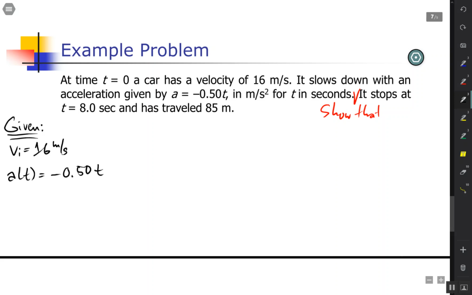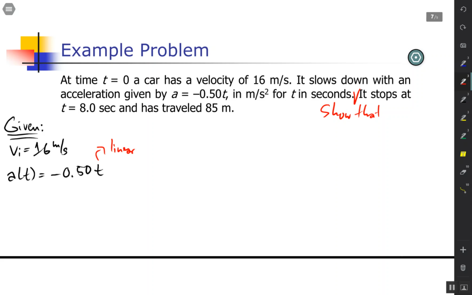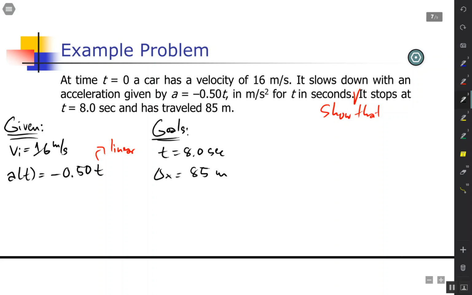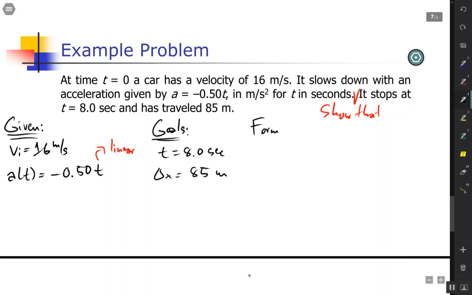Pretty much this is a linear equation, as you can see, and we're supposed to show our goals as twofold: that it stops at t equal 8 seconds and that it has traveled a distance, its displacement rather, of 85 meters. Our formulas that we'll be needing do involve integration. Write them both down.